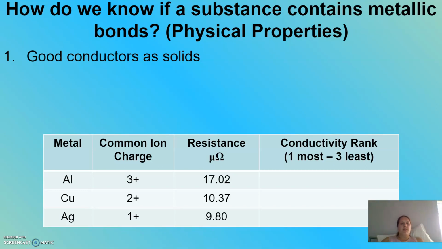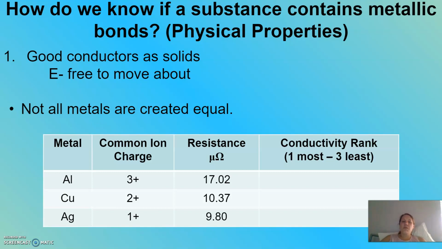Number 1, they are the substance that are good conductors as solids. So remember, in order for things to conduct, you have to have mobile charges. Well, in this case, we have a lot of mobile charges because the electrons are freely moving in that sea of electrons. Those delocalized electrons are just bouncing from cation to cation to cation, and that's what makes them really great conductors. But not all metals are created equal.